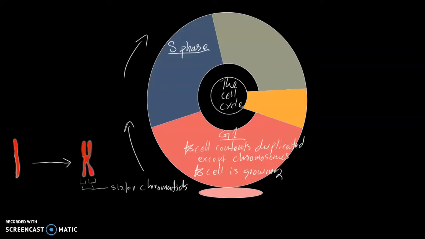So during this S phase, we have all of our chromosomes duplicated. So chromosome duplication, and this is done through the process of DNA replication.